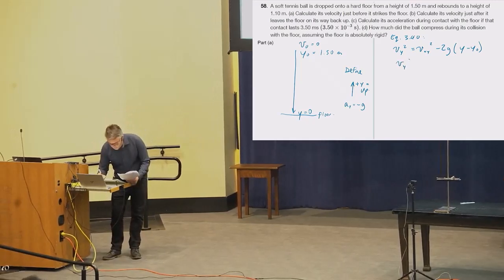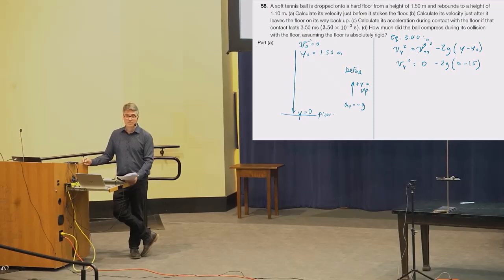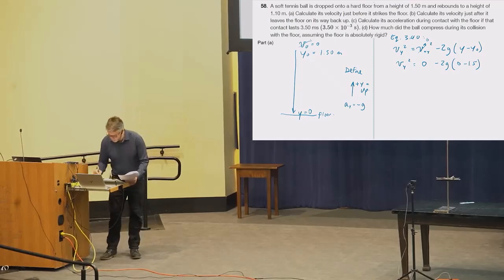So vy squared is 0, because that is equal to 0, minus 2 times g times y final is 0, y initial was plus 1.5, so I'm doing 0 minus 1.5. What you don't want to have when you do these things is the square root of a negative number, which is kind of easy to end up with. If you end up with the square root of a negative number, it usually means you've done something wrong in your setup.